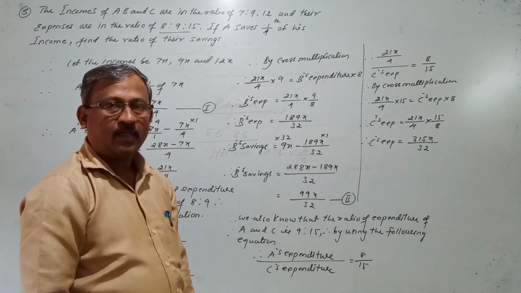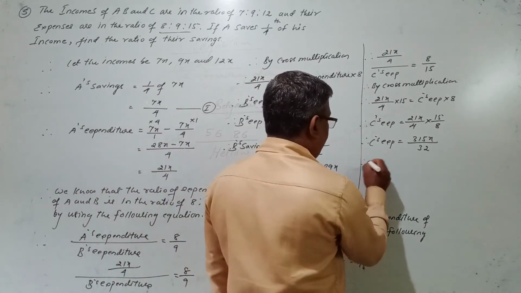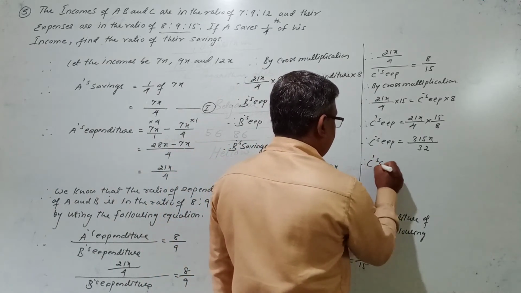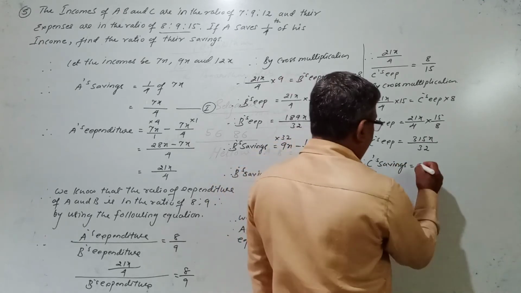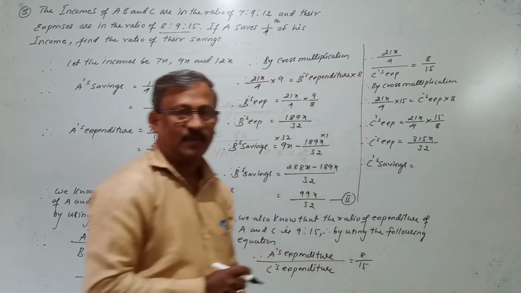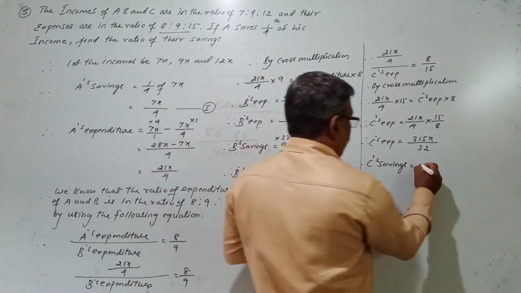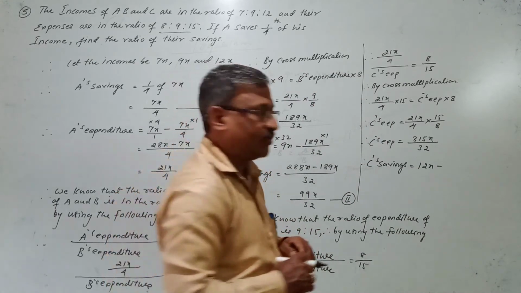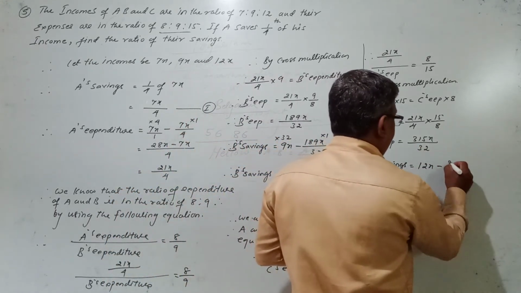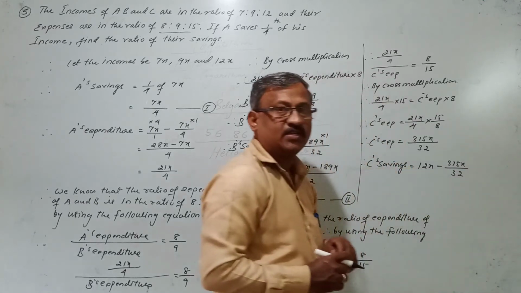So C's expenditure is known now. Now what do you have to find? Now we have to find C's savings. So how to calculate C's savings? C's savings is equal to income minus expenditure. So what is C's income here? 12x. So from 12x you subtract his expenditure. We know how much he spends: 315x divided by 32 he spends.